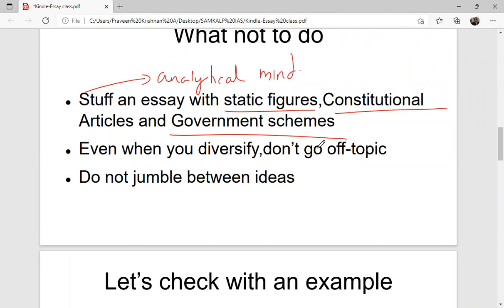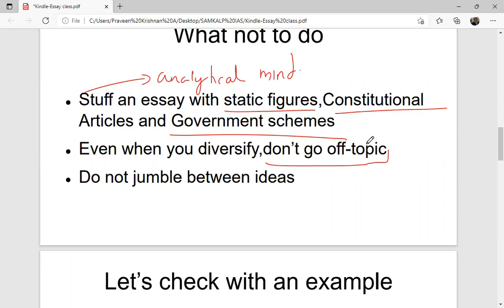Even when you are expanding the essay in multiple dimensions, you cannot go off topic. You have to expand it in different ways, but always keep in mind what the essay topic is.